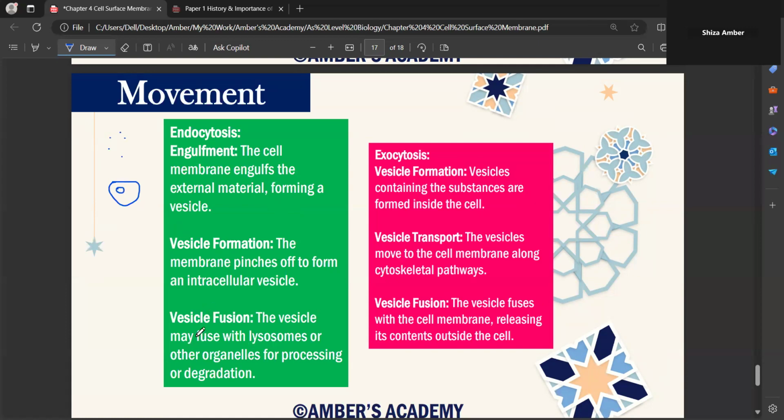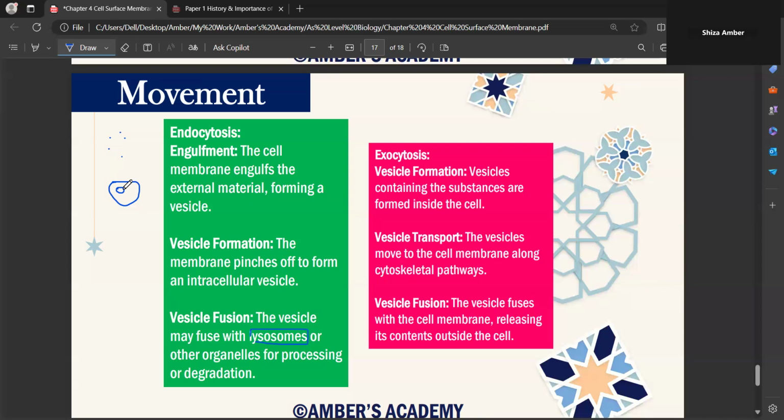Then vesicle fusion. The vesicles may fuse with lysosomes. We discussed lysosomes in chapter 1, right? So these intracellular vesicles will fuse with lysosomes or other organelles for processing or degradation. For example, if this is a waste material of proteins, then this intracellular vesicle will combine with lysosomes, and proteases will act upon it and degrade it. Or sometimes an important thing might be coming into the cell, so it may fuse with some other organelle for processing. If degradation is involved, then lysosomes are going to play their part.